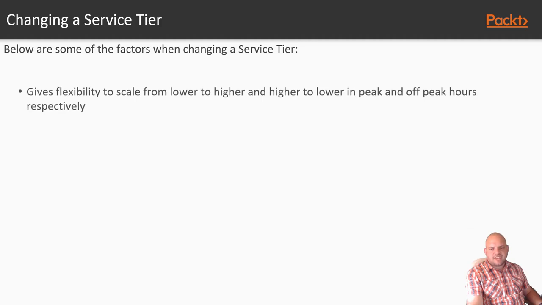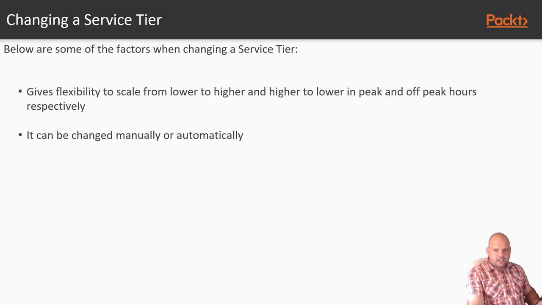So let's learn about changing a service tier. You can scale up or scale down an Azure SQL database at any given point in time. This gives you the flexibility to save money by scaling down to a lower tier during off-peak hours when your database is not being used, and scaling it up when it's under a heavy load, possibly during peak hours. You can change the service tier manually, or you can do it automatically.